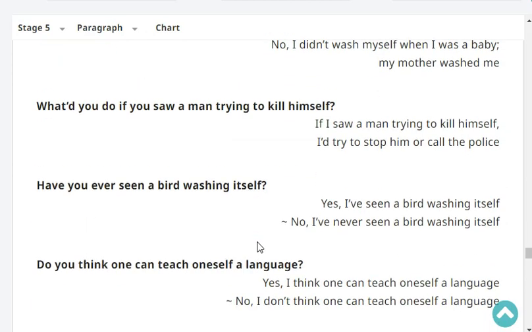What did you do if you saw a man trying to kill himself? If I saw a man trying to kill himself, I tried to stop him or call the police.